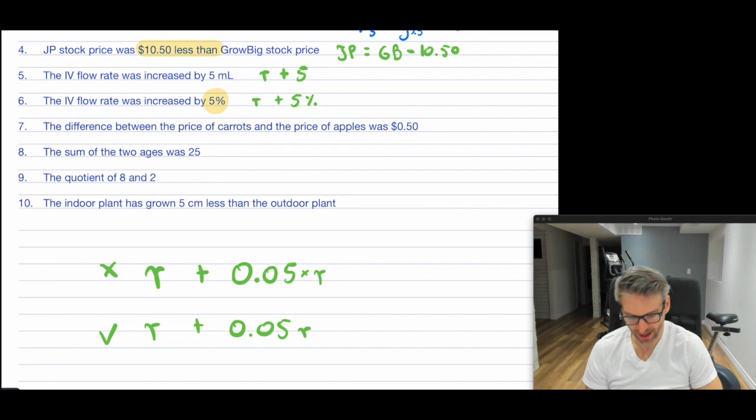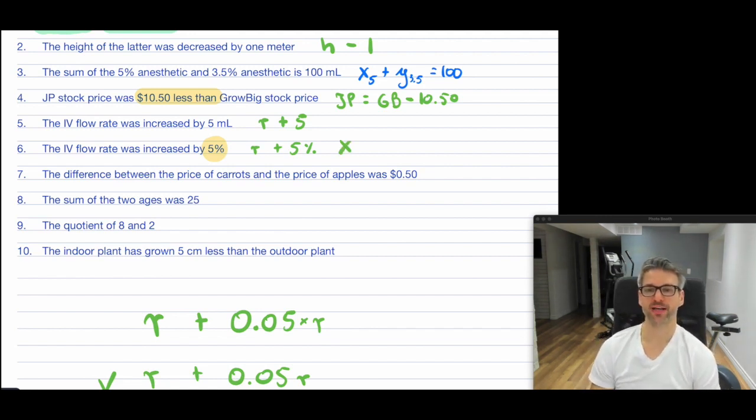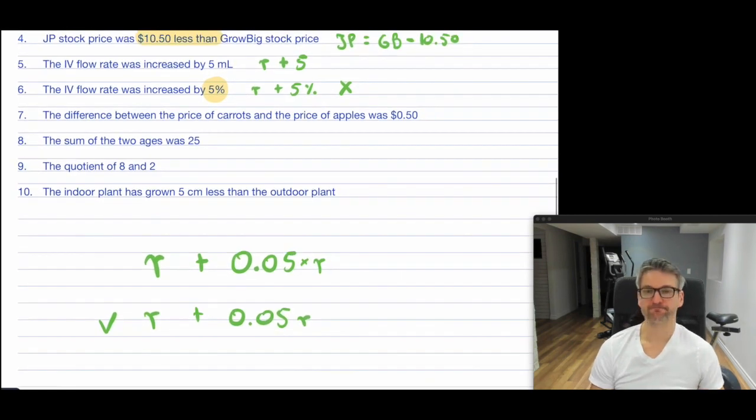This is incorrect. Sorry, this right here is incorrect. You can't say just plus 5%, because it's 5% of what?